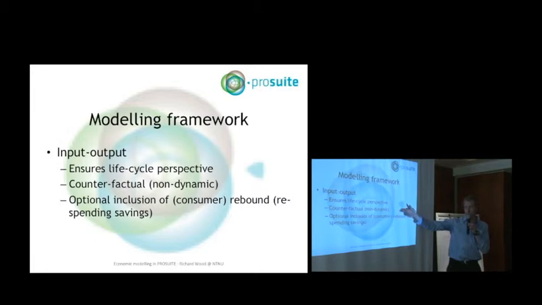So it's static, counterfactual. For this study, we basically create a representation of the economy with a prospective technology, and a representation of the economy without a prospective technology, or with a reference technology. And then the input-output framework also has, because we have the full concept of scale, the optional inclusion of rebound effects.